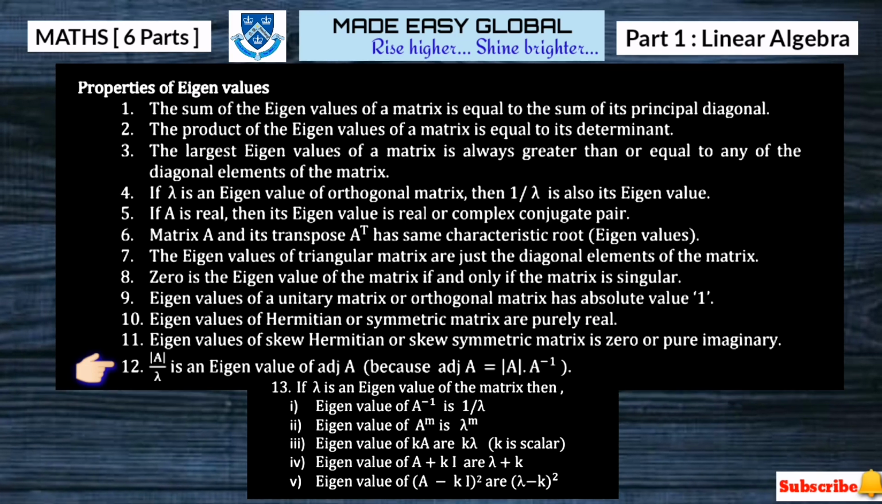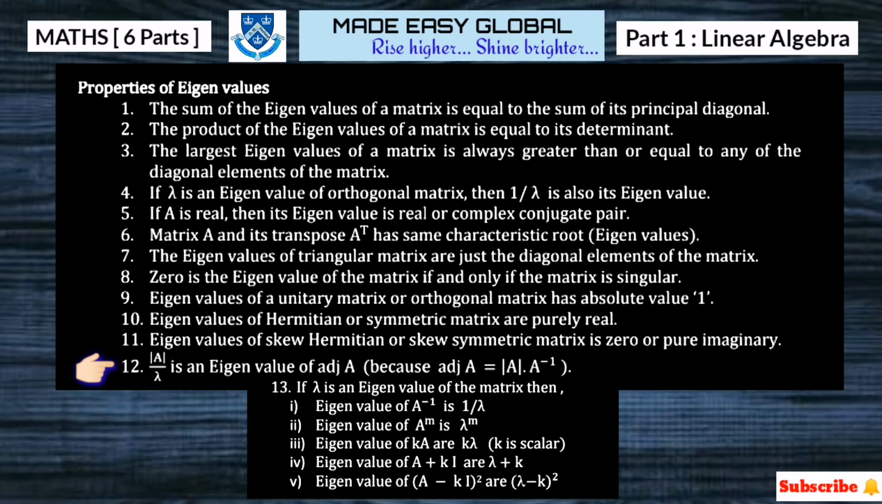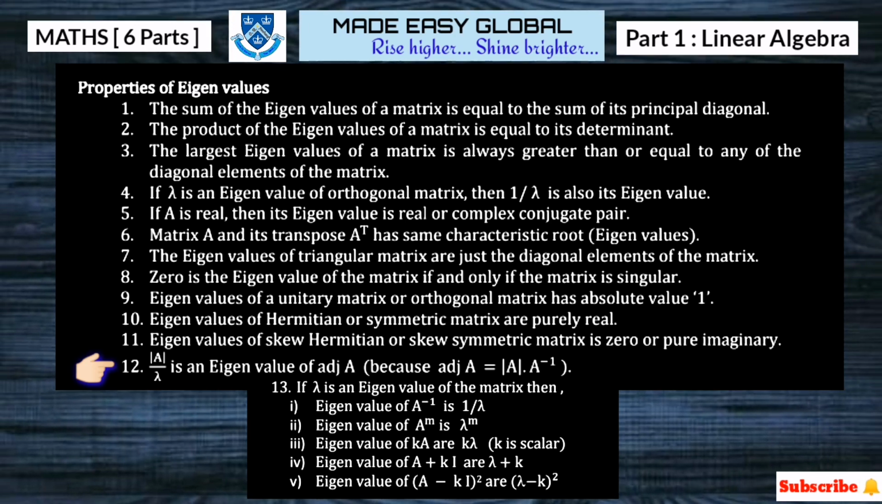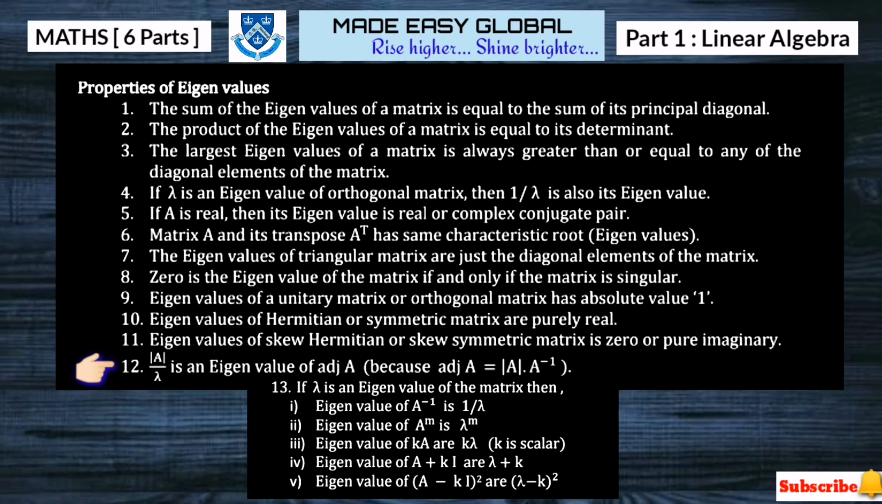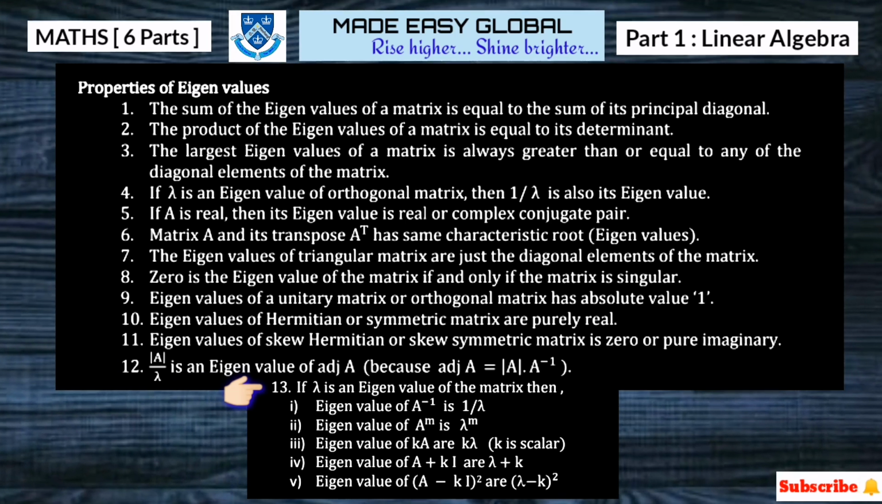And the next one is determinant of A divided by lambda is an eigenvalue of adjoint A, because adjoint A is equal to determinant of A times A inverse. Then this is most important for the examination.